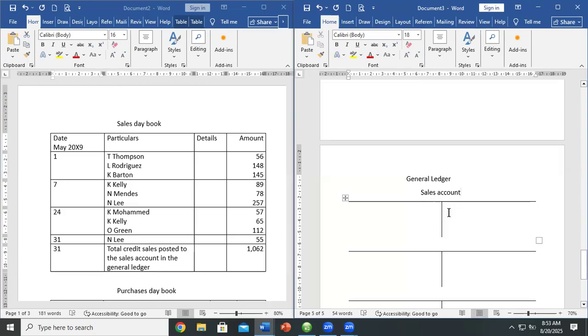So we come to the credit side and put in the date, 31st May 20X9. What narration would you give? You sell on credit to your debtors. Then you put the total figure there, 1062. That's all. You have done all the postings in the sales daybook. So post the individuals to the sales ledger, post the total to the general ledger in the sales account.